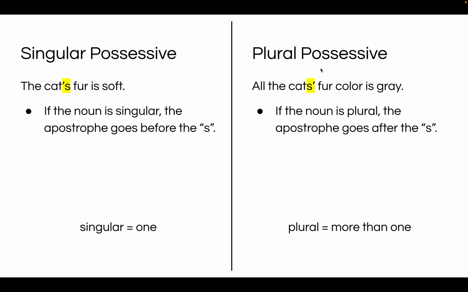Plural possessive, more than one. We have lots of cats, which is the best, right? All the cats' fur color is gray. The apostrophe goes after the S, and plural means more than one.